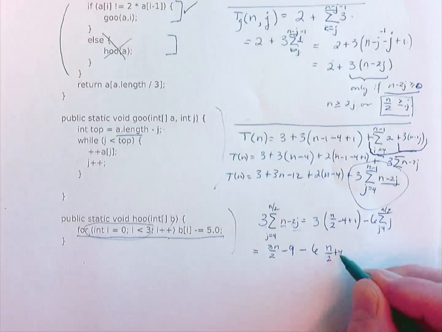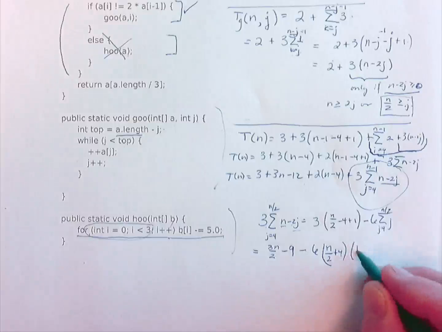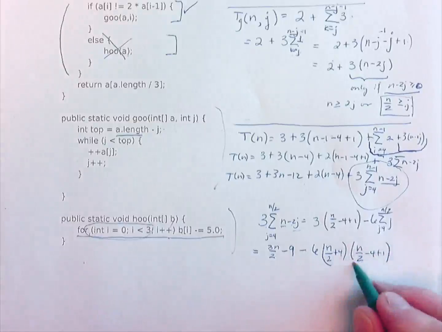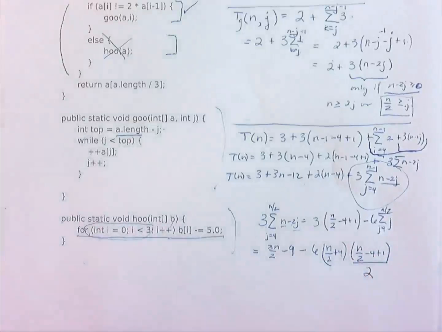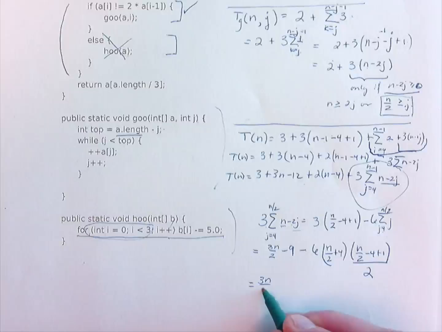plus 4. That is, each term would be that big, and I get half that many terms, which is just n over 2 minus 4 plus 1, all over 2, because I only get half that many terms. Okay, so I'm just counting the number of these I get. We'll go back to the Gauss onion idea. And now it's really just plug and chug, but it's pretty easy to make mistakes.